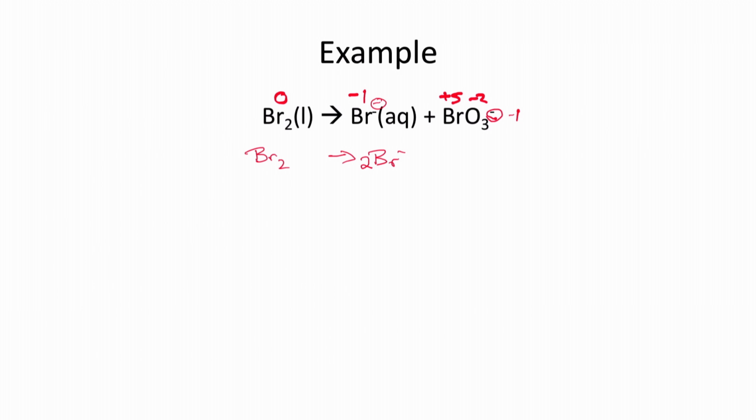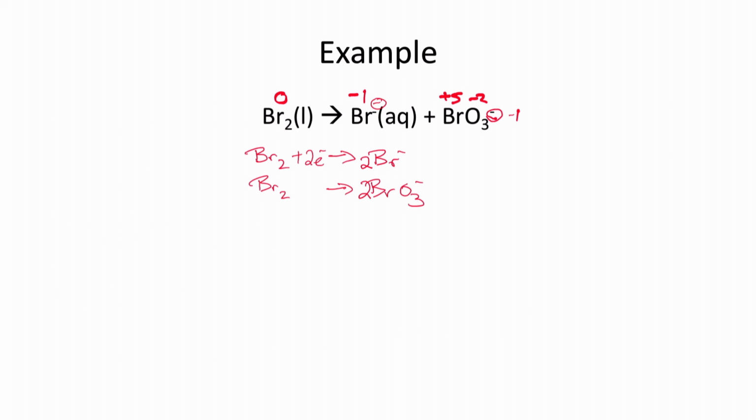And now I have to balance the charges. Here I have -1 times 2, which is -2. This is going to require gaining 2 electrons. So now I have -2 on both sides. Now for the other reaction, I'm starting with Br2 and I'm forming BrO3 minus. Same deal, I need a 2 there to balance the bromines.